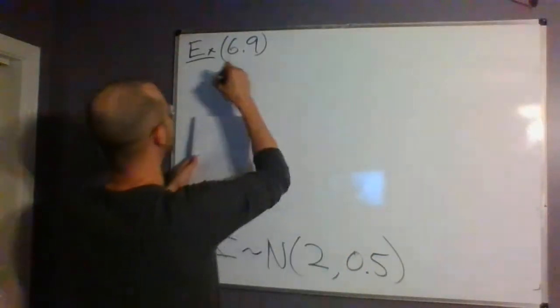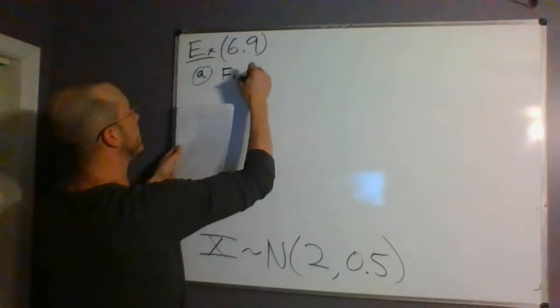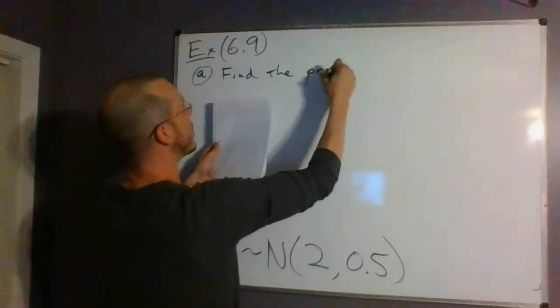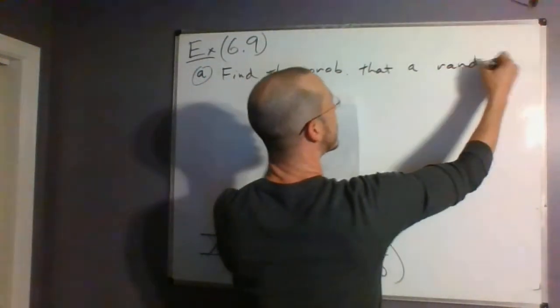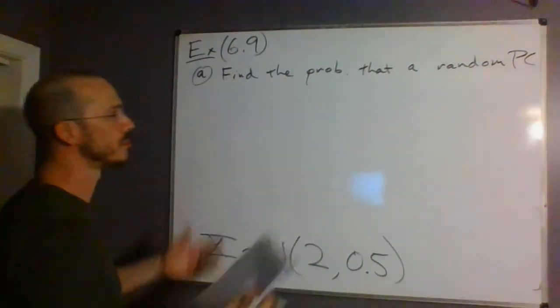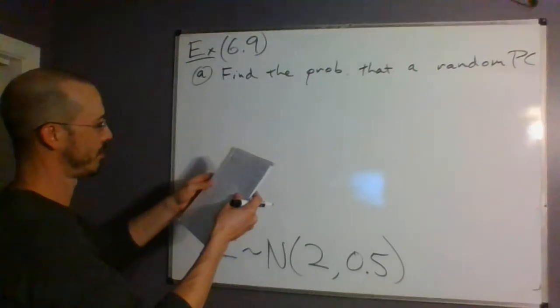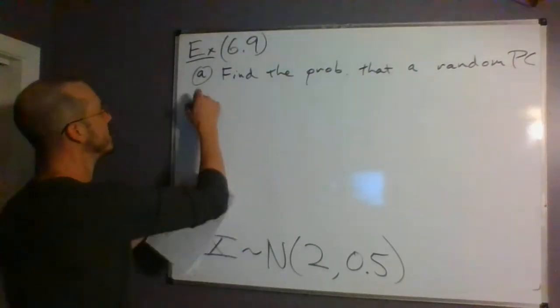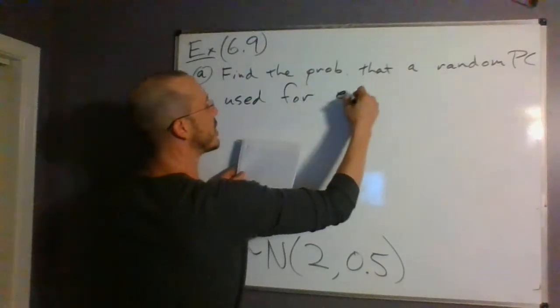So the first question is to find the probability that a randomly selected personal computer is used for entertainment.